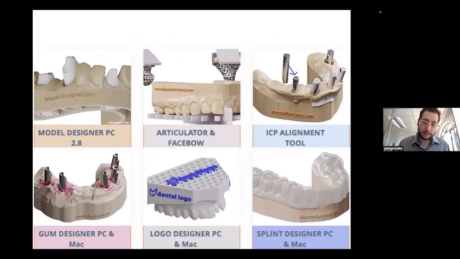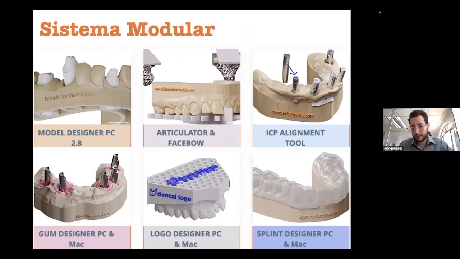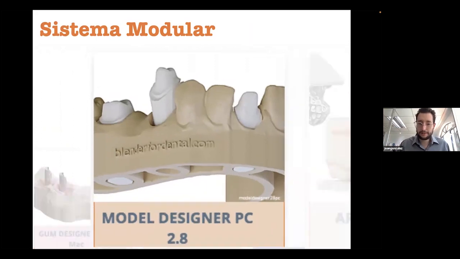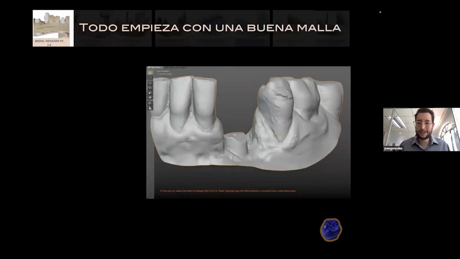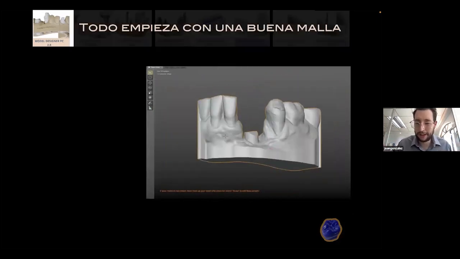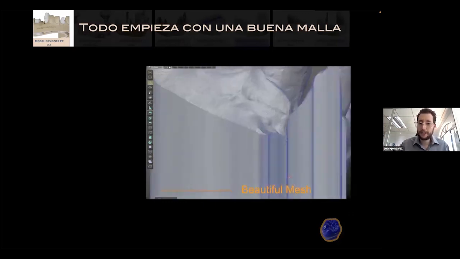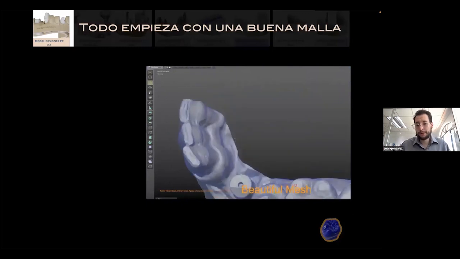This is a modular software, which means it's created with different parts, different little menus or little modules that you can use for different purposes. So for example, in this case, we have 6 main modules: model designer, articulator, ICP, etc. Each module is meant to be used for a specific job. So in this case, for example, we have the model designer. Model designer is the main tool, the only one that is mandatory to work with everything else in Blender for Dental. And it allows us to modify meshes.